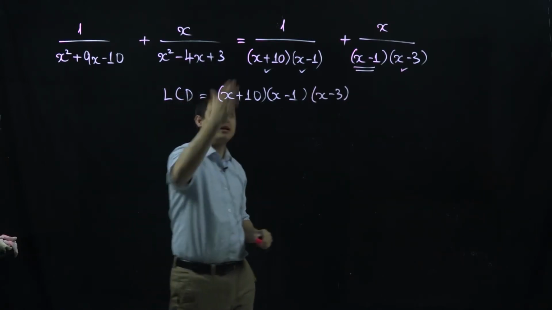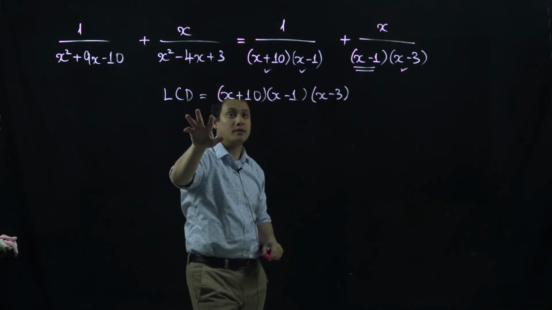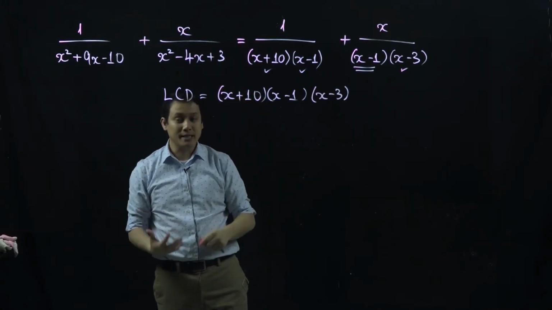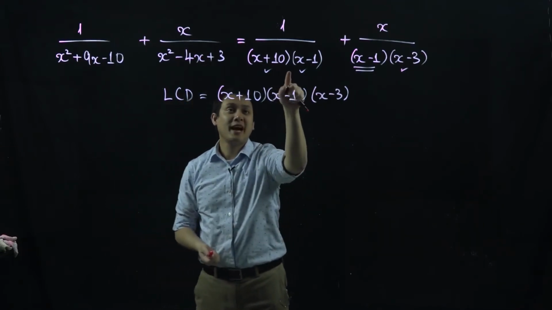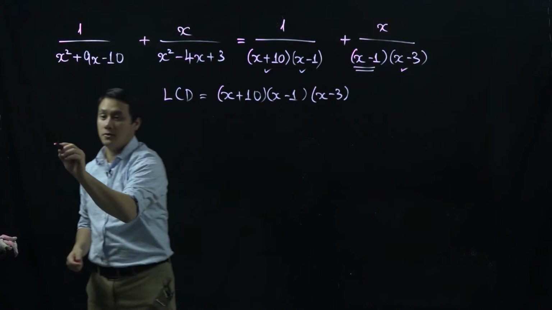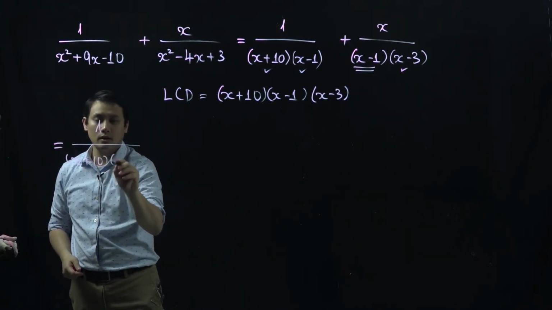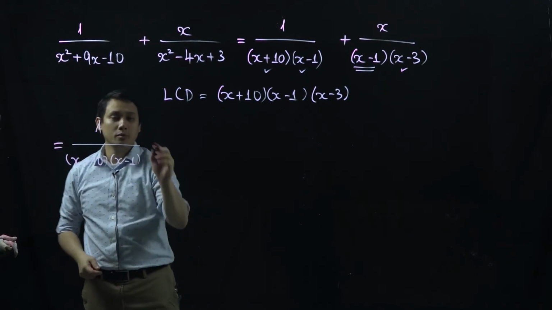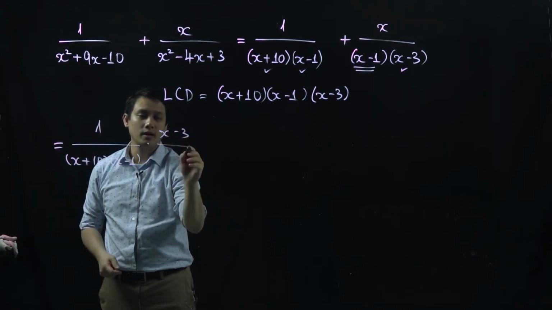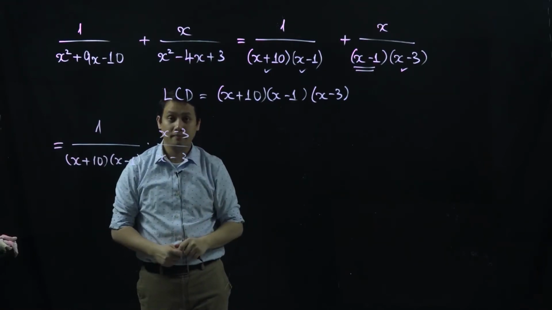Now, how can you make the fraction in the first expression become the least common denominator? You ask yourself, what is missing? So the first fraction is missing x minus 3. So what I'm going to do is I will multiply x minus 3 and x minus 3 for both top and bottom.